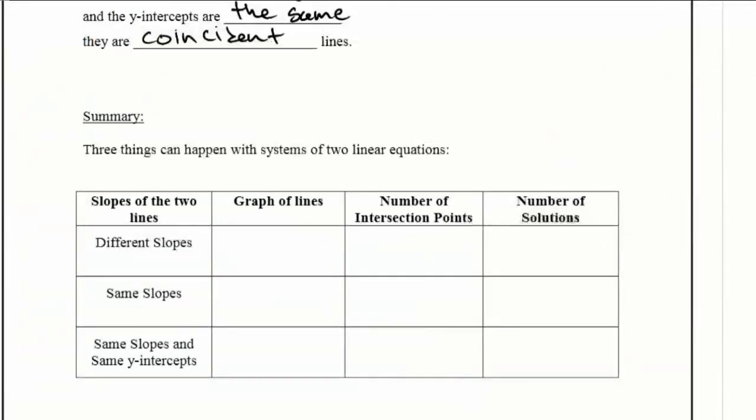If we drew a little graph for each of these: if I have a line here, and then I have another line down here, I have one solution. So I end up with one intersection and one solution.